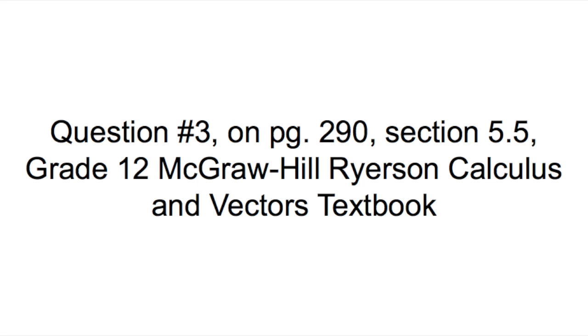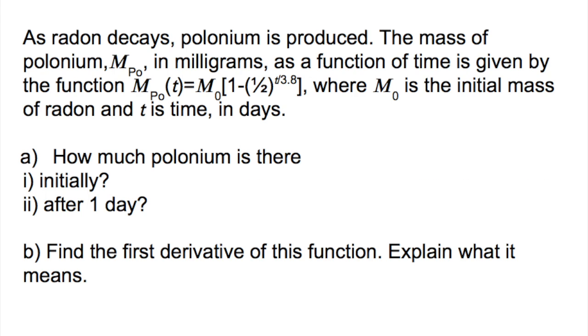In this video, I will walk you through question number 3 on page 290, section 5.5 in the grade 12 McGraw-Hill Ryerson Calculus and Vectors textbook. The question states that as radon decays, polonium is produced. The mass of polonium, M_Po, in milligrams as a function of time is given by the function M_Po of t equals M_0 times (1 minus 1 over 2 to the power of t over 3.8), where M_0 is the initial mass of radon and t is time in days.